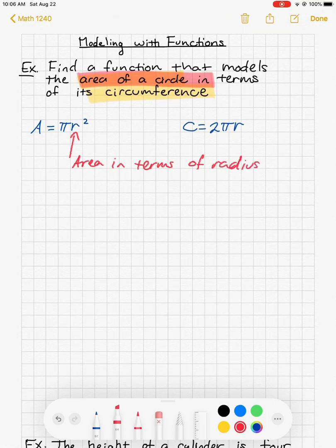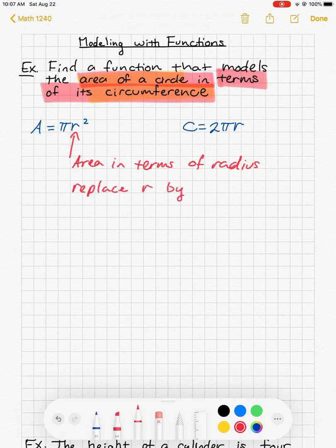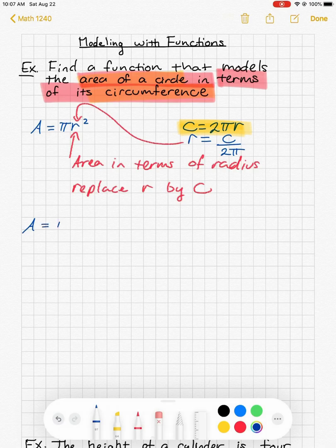Okay, so if I want the area in terms of the circumference, what I have to do is replace r by c. So I'm going to start by solving this formula for r, and then I'm going to do a substitution. So r would be c over 2 pi. And then I'm going to take that and substitute it in for the r in my area formula. So the r is equivalent to c over 2 pi. What I did there was a substitution. And then let me just simplify it.